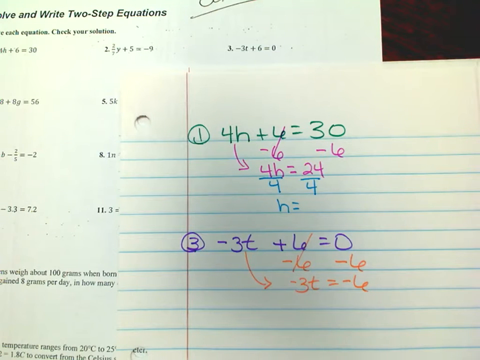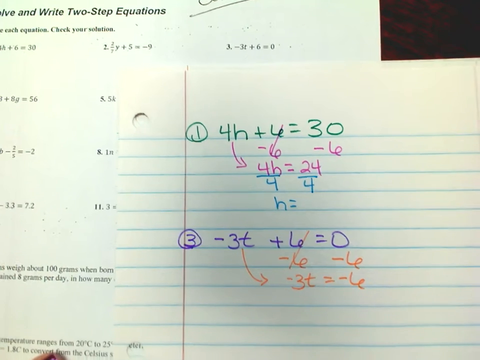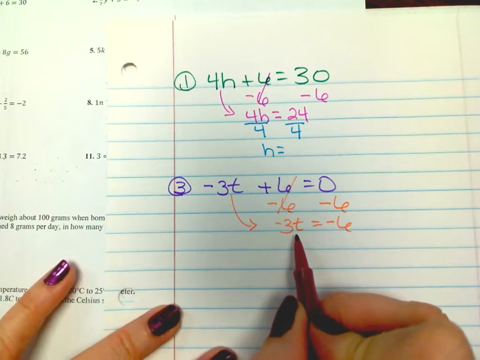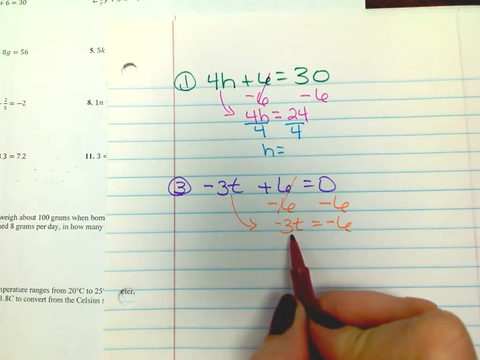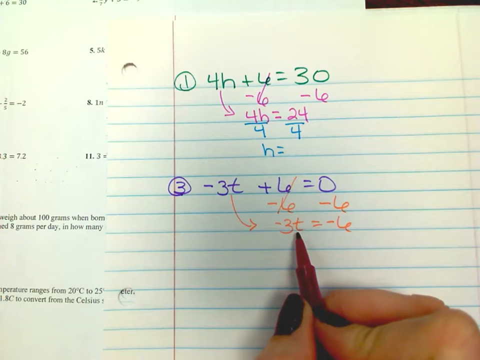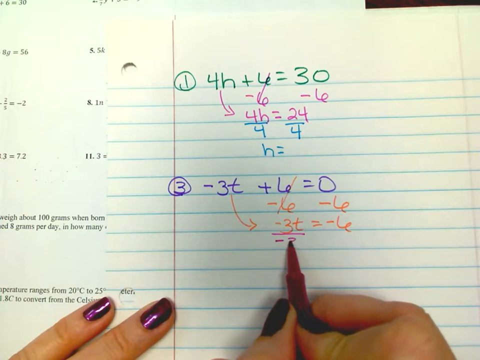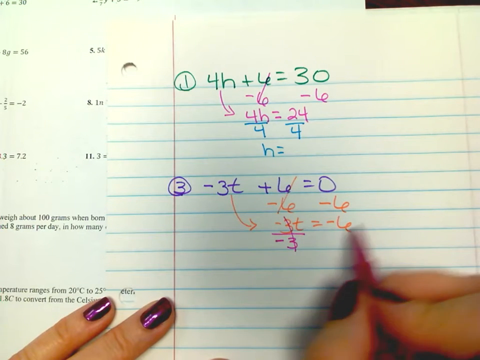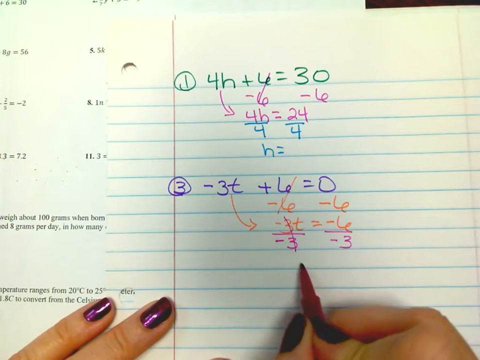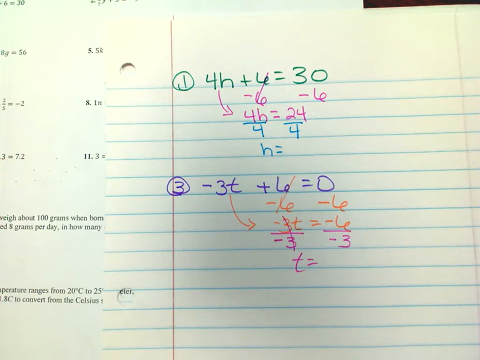Okay, that was your first step. Second step, look at t, and it's multiplying. So we're going to divide by a negative 3 to cancel that out, negative 3t. Remember your integer rules.